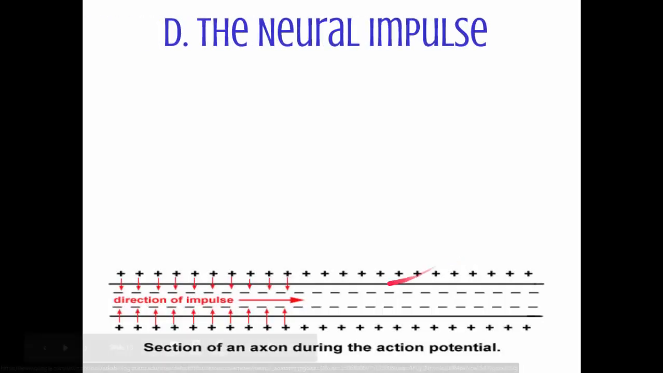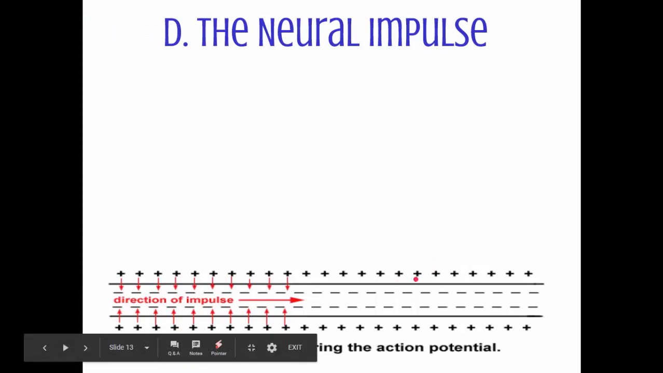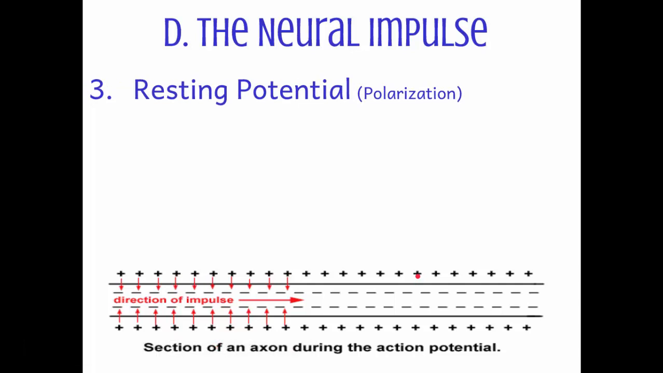So these pluses and minuses that you see down here, these are your ions. And the ions that we're talking about are actually sodium and potassium ions. They're the positive ions. And then we have chloride, which is your negative ion that's in the middle right now. The first type of neural potential that I want to talk about is resting potential.